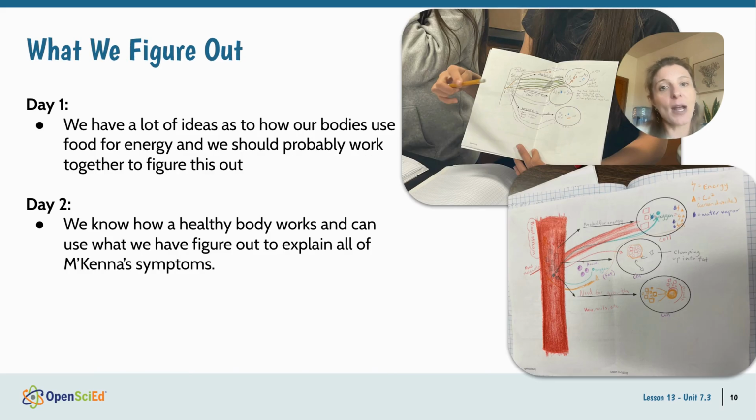So let me summarize what we figure out in these 2 days. On day 1, we figure out that we have lots of ideas as to how our bodies use food for energy, and we should probably work together to figure this out. On day 2, we know how a healthy body works and can use what we have figured out to explain all of McKenna's symptoms.